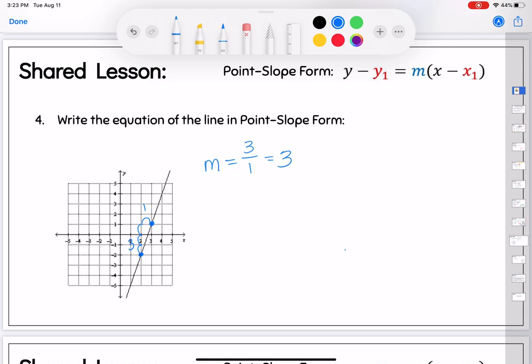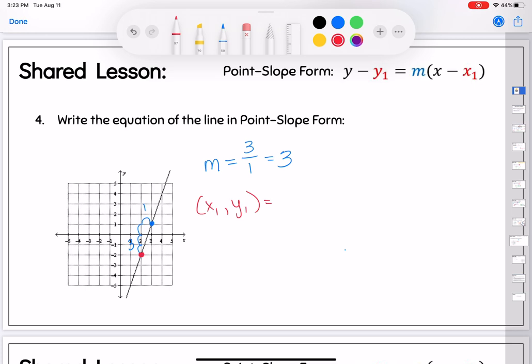Okay, now if I pick a point, notice my y-intercept isn't even shown on this graph. So I can't even use the y-intercept necessarily in order to write my point. And that's okay, I don't need it here. Now if I had to write in slope-intercept form, it would take me a lot longer to do this problem. I'd have to figure out what that was and go from there. So this is a time saver.